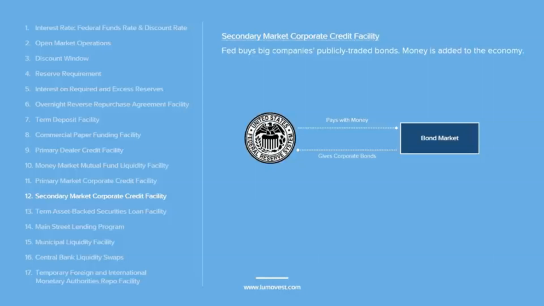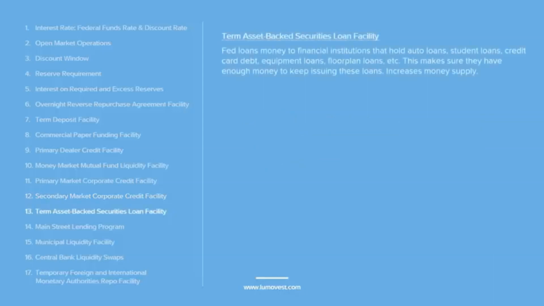Government treasuries and big corporation bonds make up a big piece of the credit market. But they're not the only types of debt we have in the country. For small businesses and for us regular people, we also have auto loans, student loans, credit card debt, equipment loans, floor plan loans, etc. These loans provide much-needed money to small businesses and to us regular people.